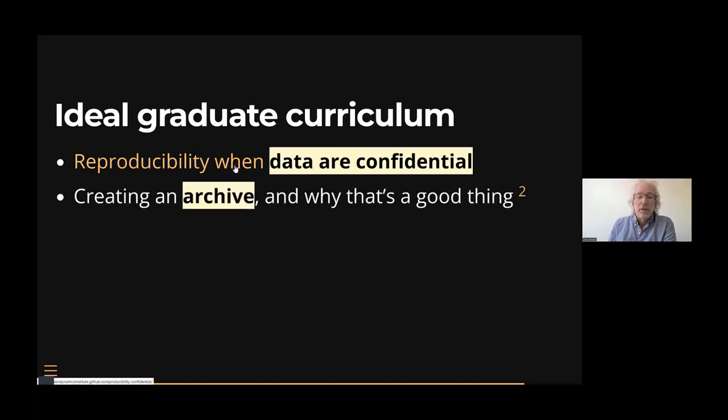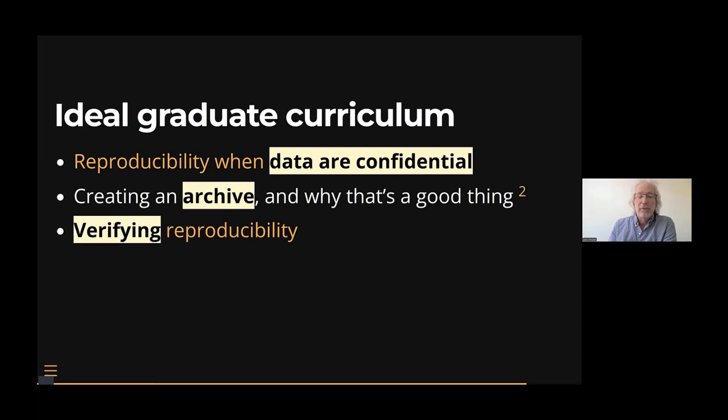And so ultimately, you're going to need to preserve some of this. You might be constrained by confidential data and creating an archive yourself. Maybe you're going to have to rely on your institution for that. Or if you're running a survey, what do I do with the survey data that I collected? When should I be archiving that and why?